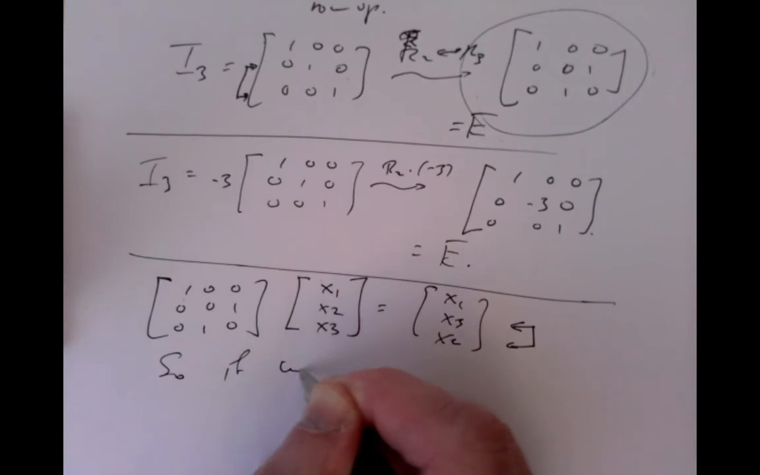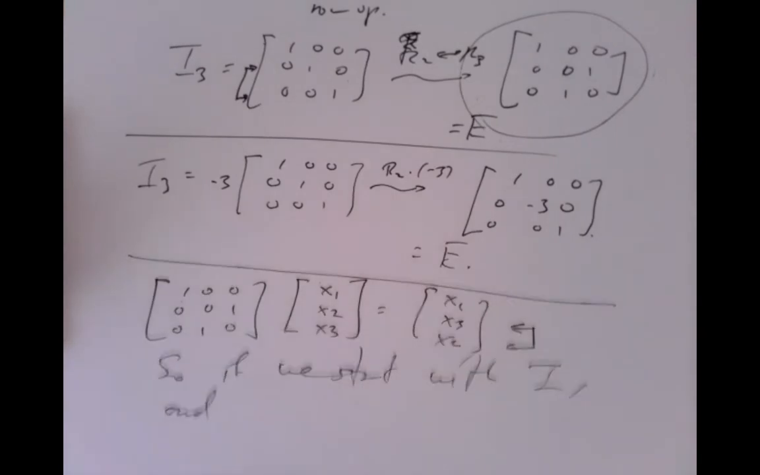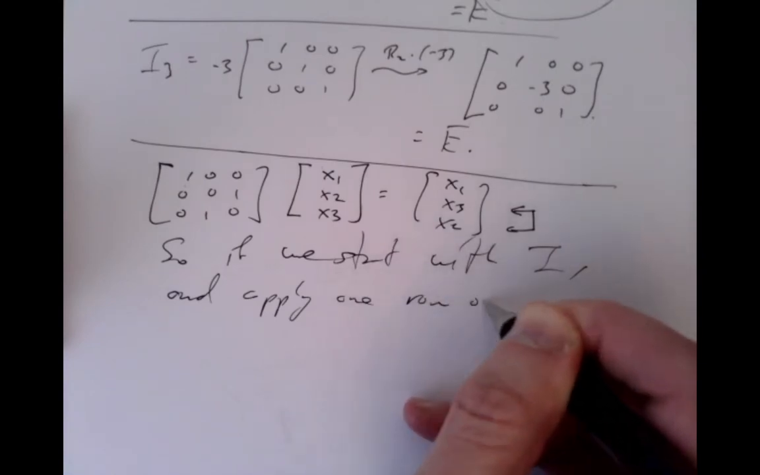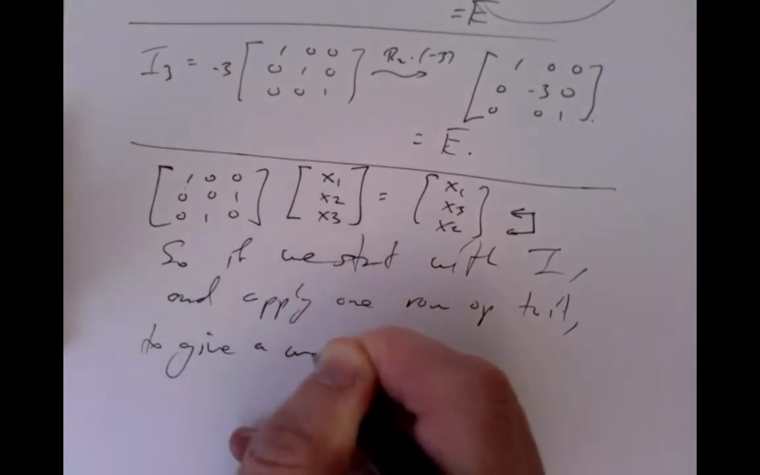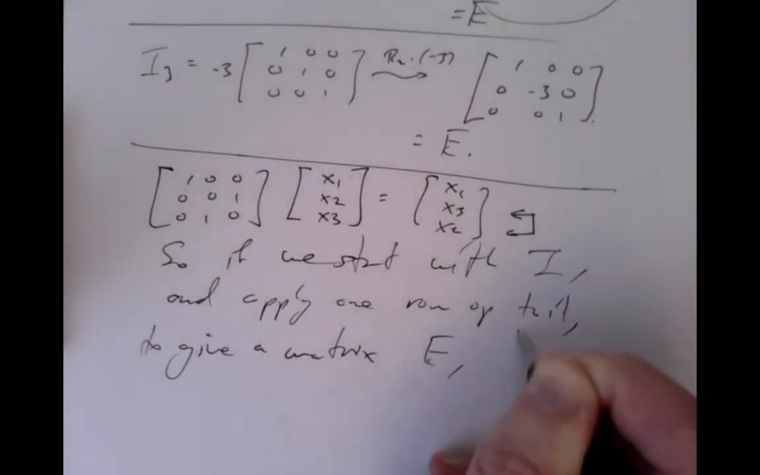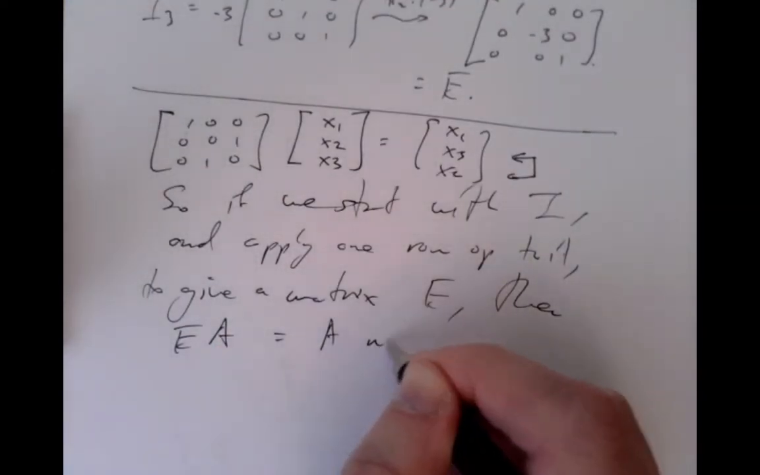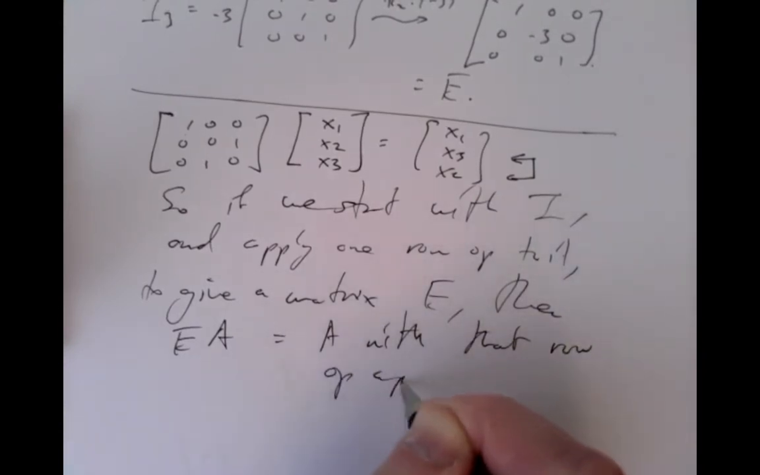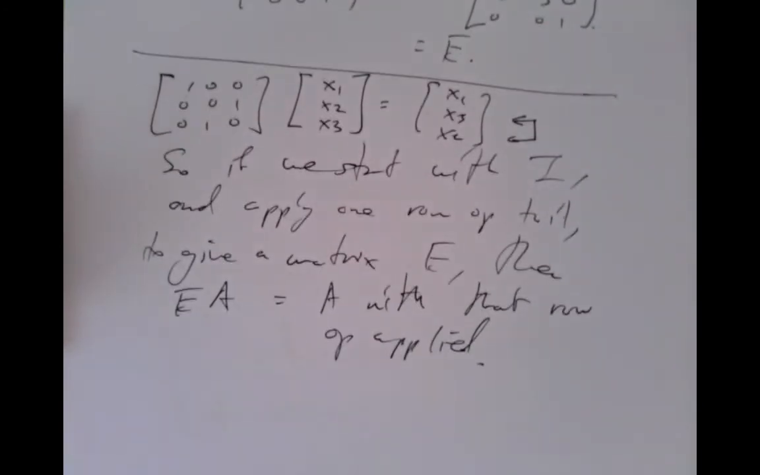So if we start with the identity matrix and apply one single row operation to it to give a matrix E, then E times A is A with that single row operation applied to it. So that's what happens when you take this matrix E and multiply by it. And of course the proof of that would be fairly involved.